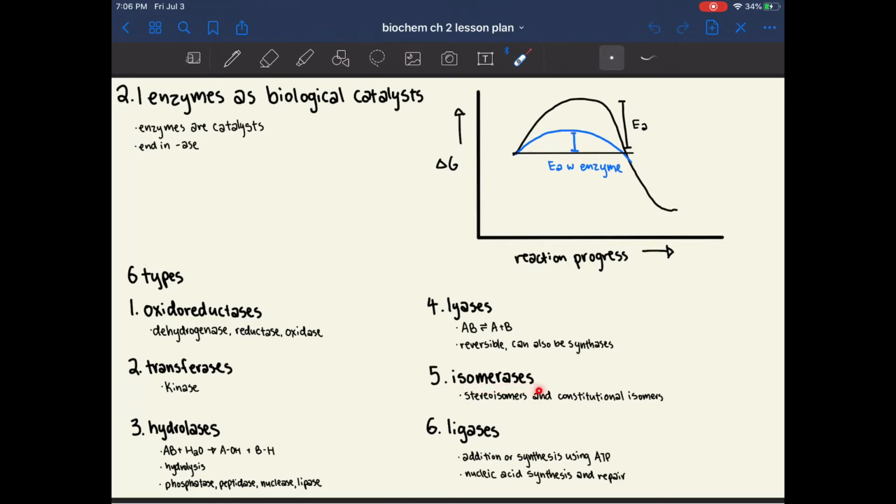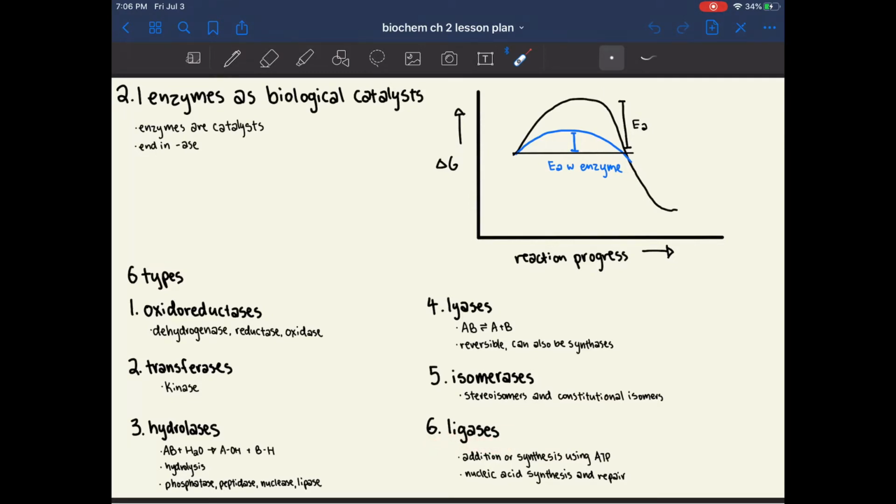The fifth type of enzyme is called an isomerase. And as the name suggests, isomerases make isomers, so they can make either stereoisomers or constitutional isomers. You'll see isomerases a lot in glucose metabolism because isomerases can isomerize one sugar into a different sugar. And so these isomerases move atoms as well as electrons around. However, at the end, you get a molecule that has the exact same molecular formula.